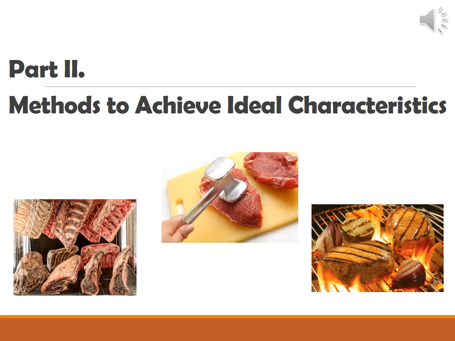We can do long, slow cooking. We can increase the fat content of the meat. We can also age the meat, and then we can also tenderize the meat. And we'll focus on some of these over the next few slides.